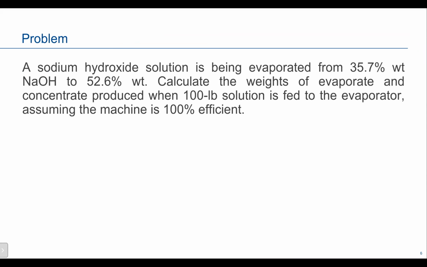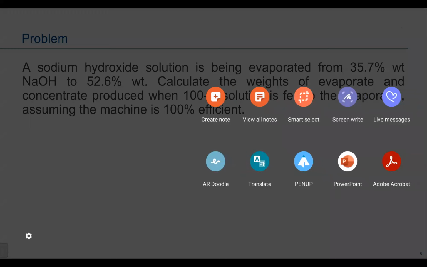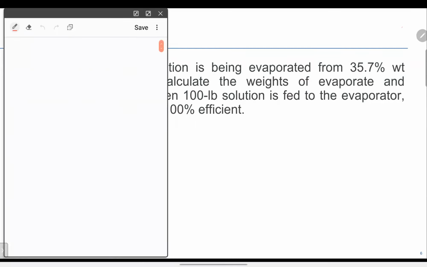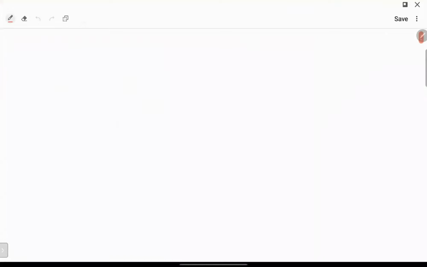Okay, so let's solve a sample problem for this. So you have here a sodium hydroxide solution being evaporated from 35.7% by weight of sodium hydroxide to 52.6% by weight. So mas concentrated yung ating desired product. Now, let's calculate the weights of evaporate and concentrate produced when 100-pound solution is fed to the evaporator, assuming the machine is 100% efficient. So let's solve this one. It's actually a very simple problem. You will need simple equations for this.